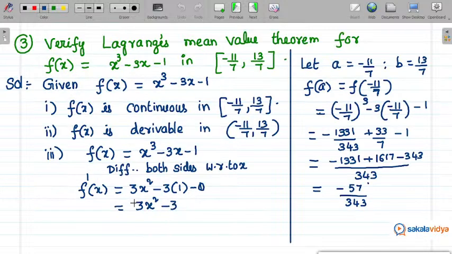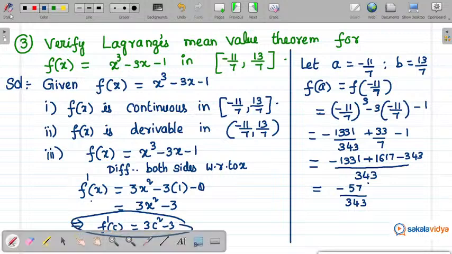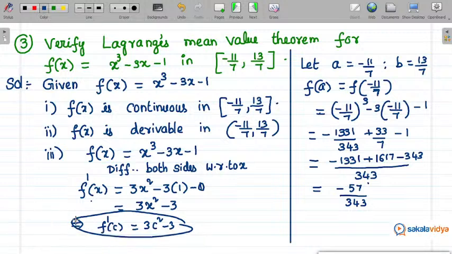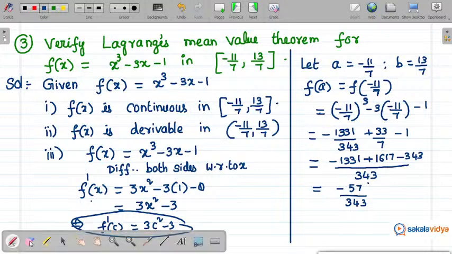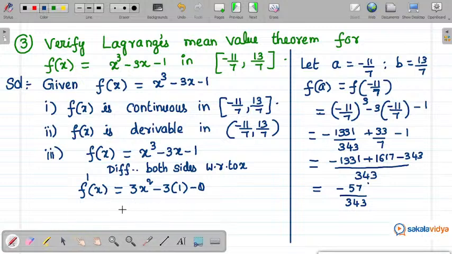See, f of x is equal to x cube minus 3x minus 1. f dash x is equal to 3x square minus 3. So obviously f dash c means here 3c square minus 3. You remember this one, that's all. So 3c square minus 3. f dash c means 3c square minus 3.